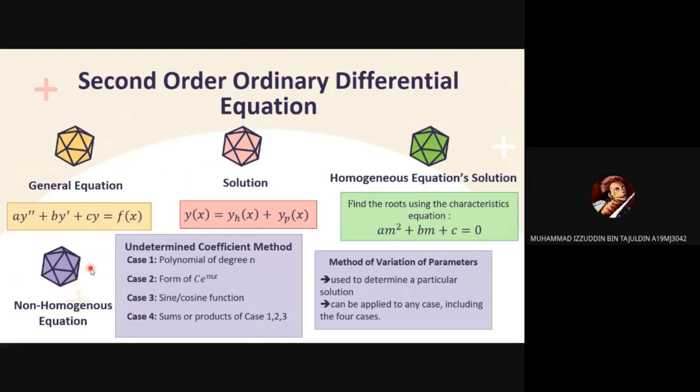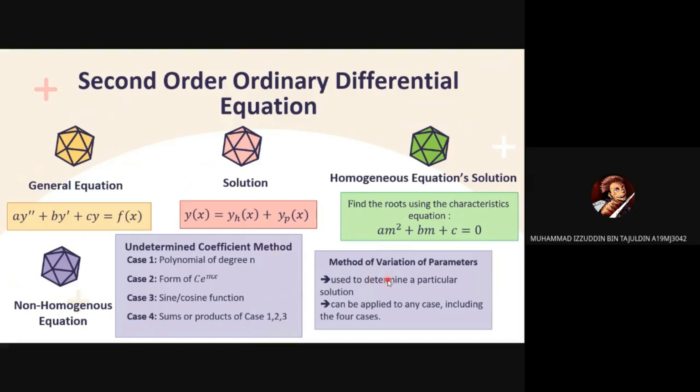Lastly, the non-homogeneous equation. For the undetermined coefficient method, the first one, we have 4 cases. Case 1, polynomial of degree n. For the second, the form of c e to the power of mx. The third is a sine or cosine function. And lastly, case 4, sums or products of cases 1, 2, and 3.